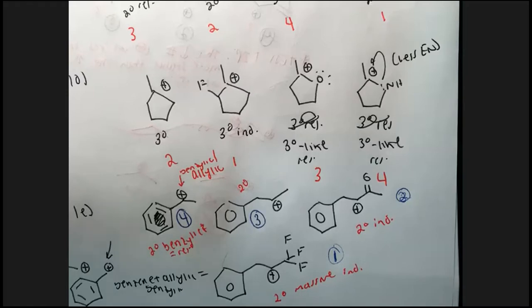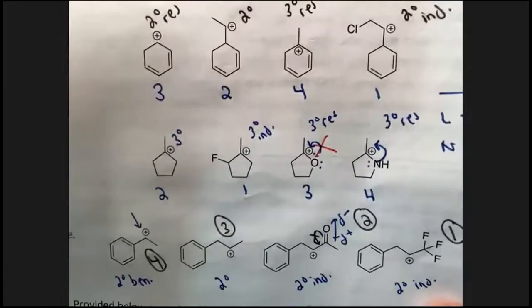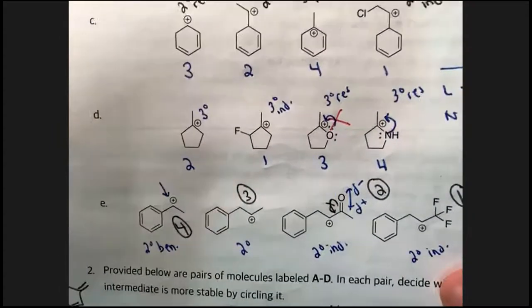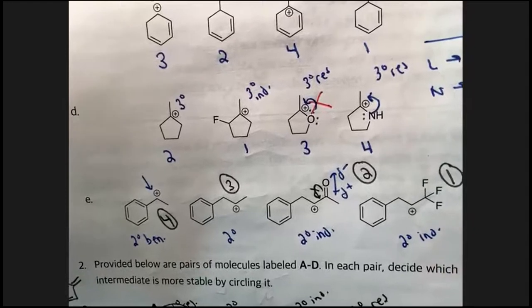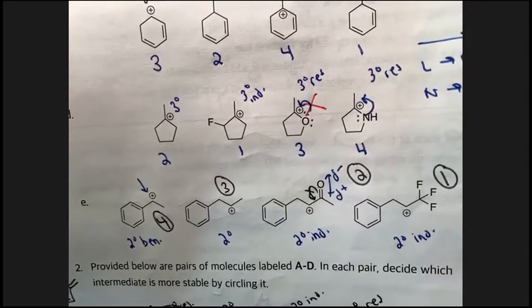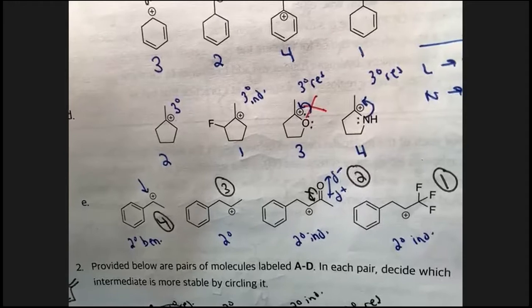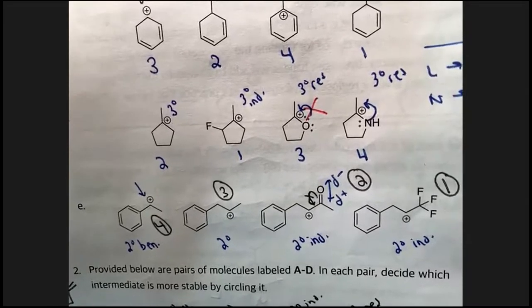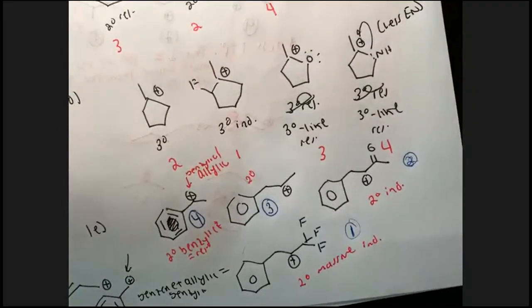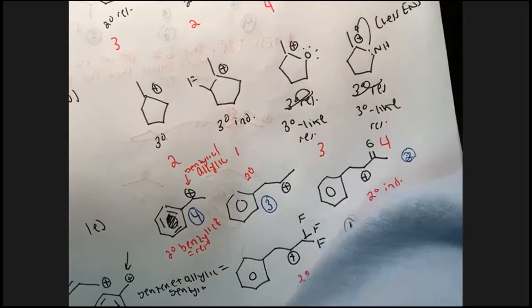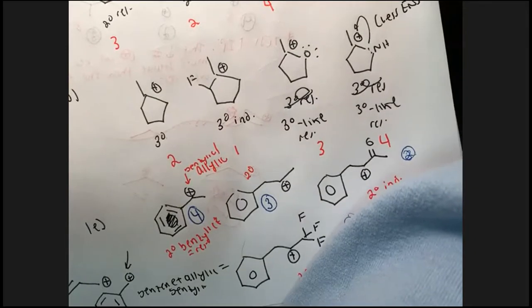So let's talk about those directions for number 2 if you guys are looking along. Don't look at the answers though. I have them circled. So provided below are pairs of molecules labeled A through D, and for each pair, decide which intermediate is more stable by circling it, okay? You've been given all of these pairs, which I don't want to show because I don't want to give you the answers, and you have to rationalize which one is more stable. Actually, let's do that together. I said I don't want to do it, but I'm going to do it anyway. Give me 1 second to pull it up on my computer.